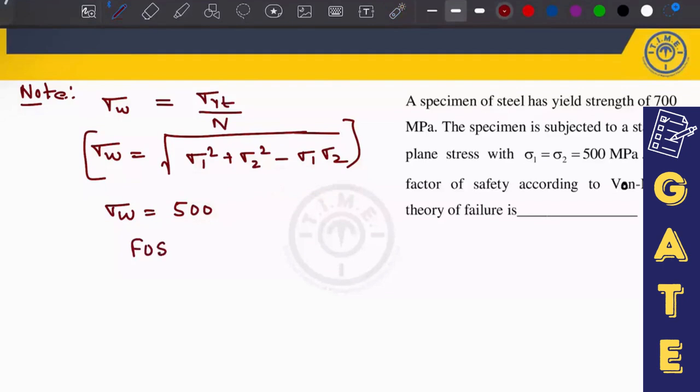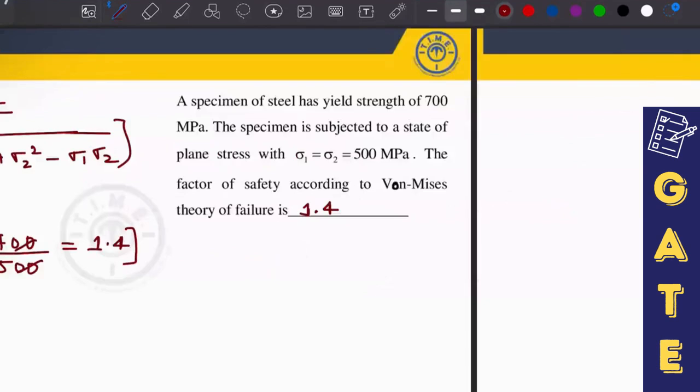Now what will be the factor of safety here? Factor of safety you can calculate. The yield strength is given as 700 and the working stress will be 500. So what is this value? 1.4. This is also a GATE problem. What will be the correct answer? 1.4. Correct. So I hope everyone is ready with your calculator. Try to solve in the class itself.